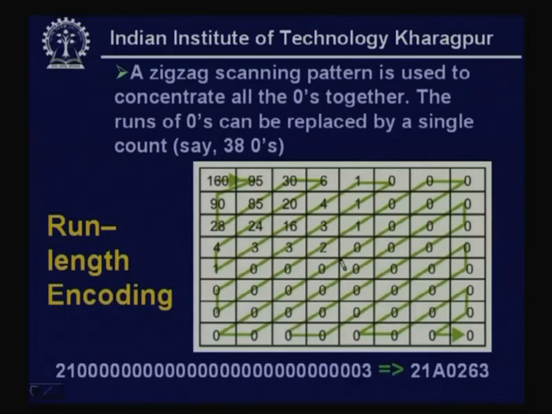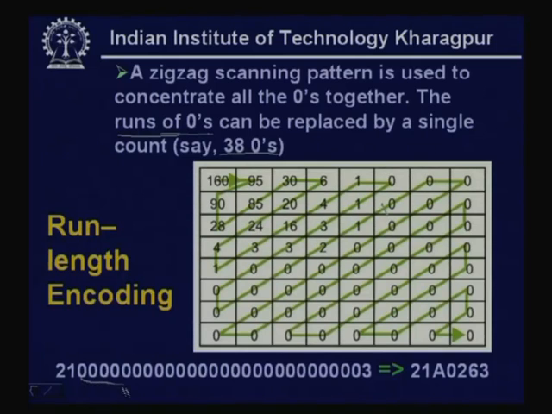For example, if you scan in a horizontal manner, the number of zeros in consecutive locations will be 24 plus 7, that means 31. On the other hand, if you scan in zigzag manner, you can see from here all are zeros. So, you have got 38 zeros in a row, that is called runs of zeros. It essentially helps you to get more runs of zeros.